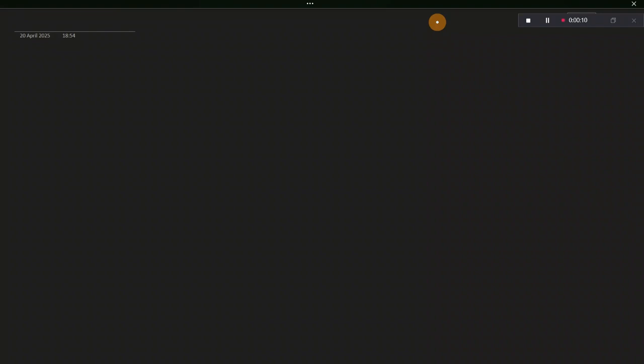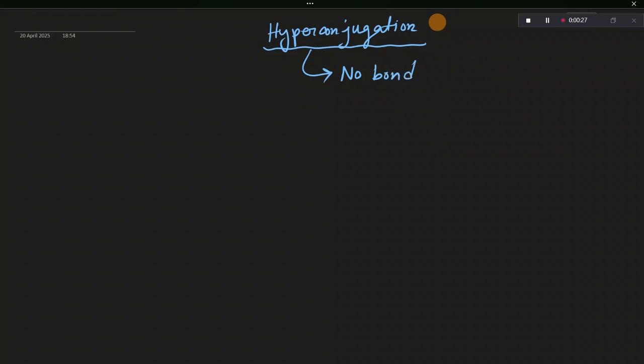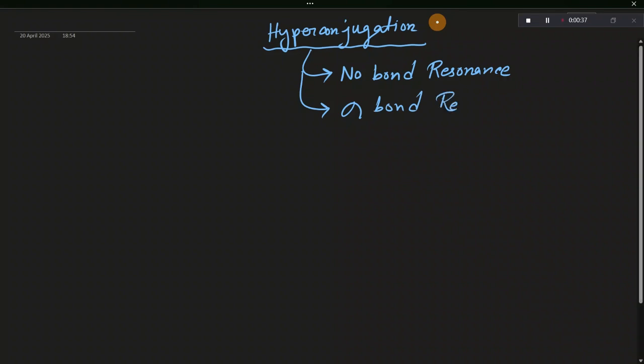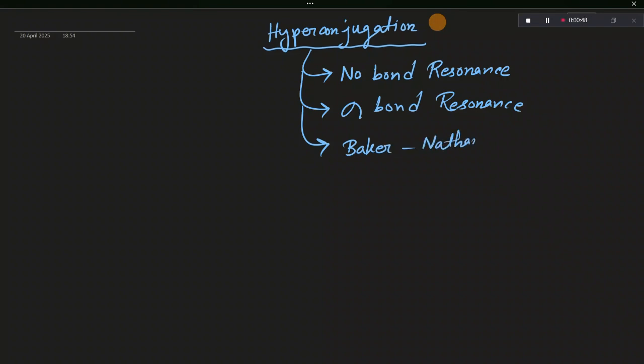Today we are going to discuss hyperconjugation. It is called no bond resonance. It is also called sigma bond resonance because it occurs through sigma bonds. It is also called the Baker-Nathan effect.